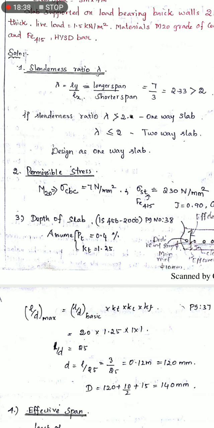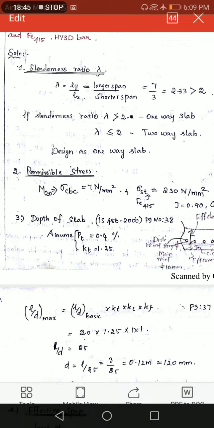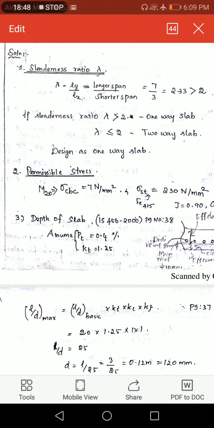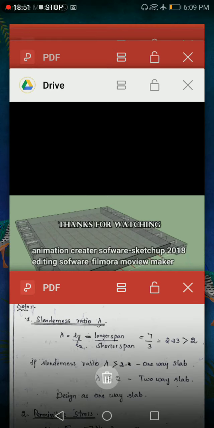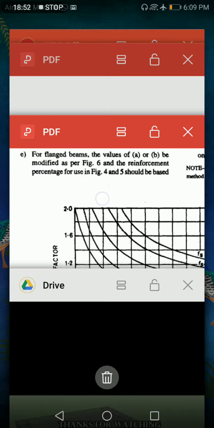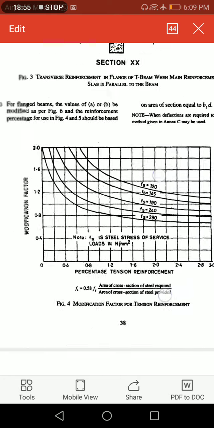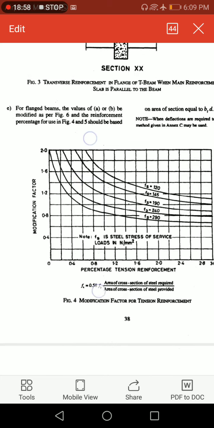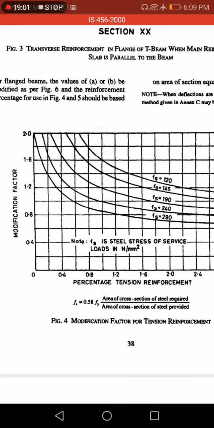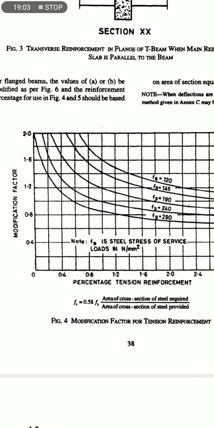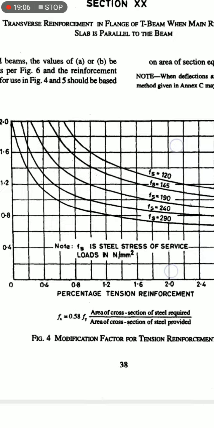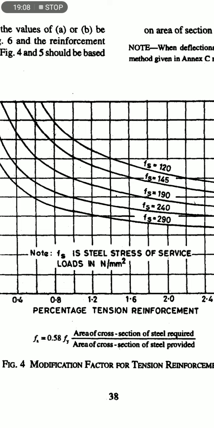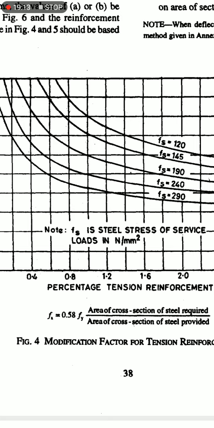Okay, the Kt means modification factor for tensile reinforcement, which is arrived from the graph shown in IS 456, page number 38, figure 4. This figure consists of 5 curves: fs 122, 145, 190, 240, 290. Okay, fs means design stress.